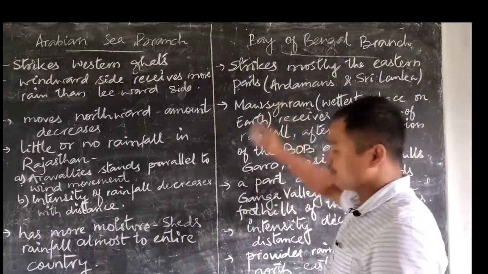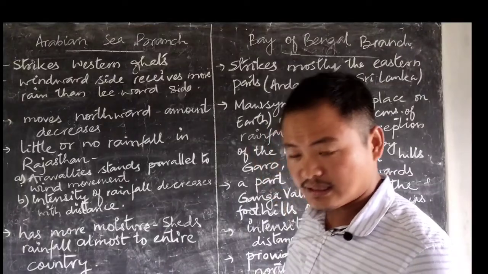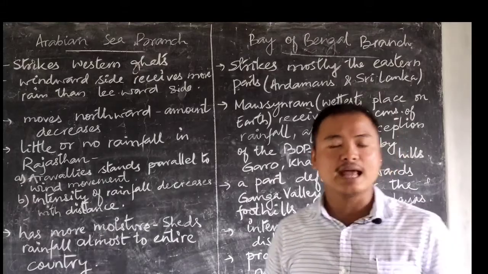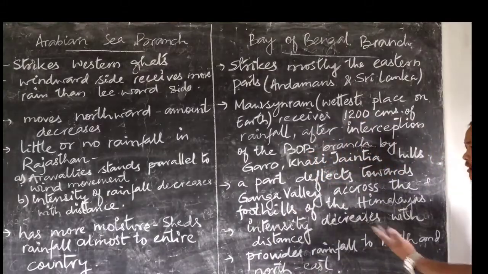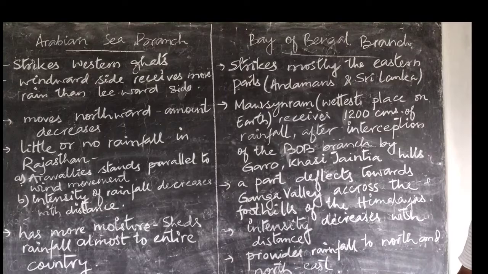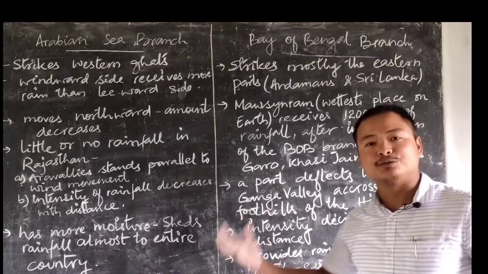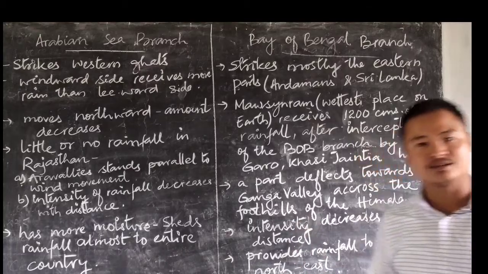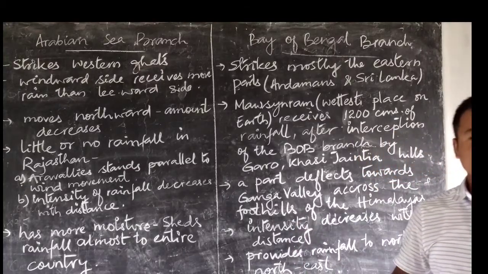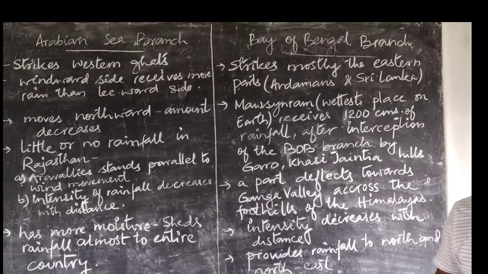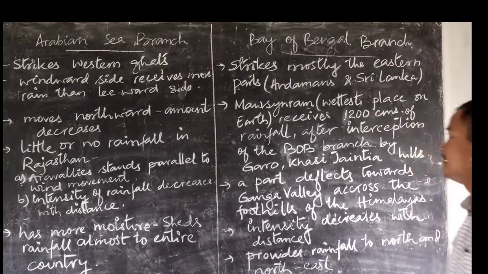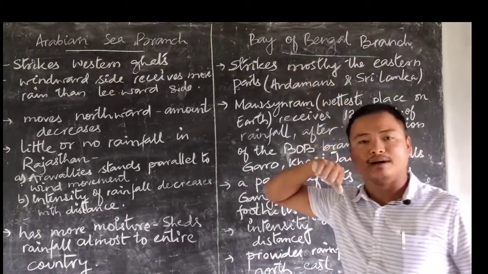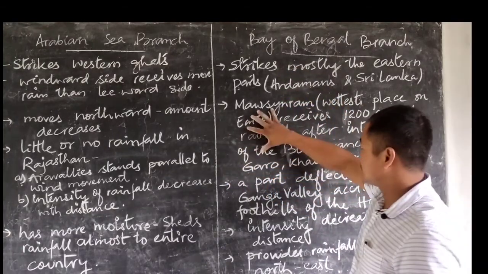So what happens in Bay of Bengal is, this branch of the southwest monsoon happens to blow over Bay of Bengal. While blowing over Bay of Bengal, it is mostly attracted towards Myanmar. Myanmar is out of the country, it does not fall in India. So if it rains heavily in Myanmar, it has nothing to do with India.